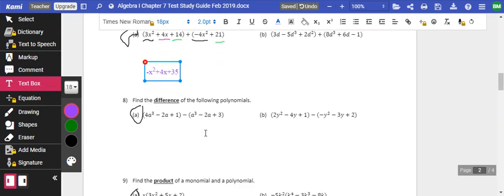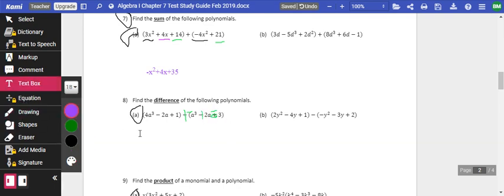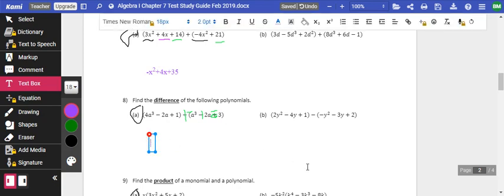The difference, I like to distribute my negative and then add it together. So it's negative a to the third plus 2a minus 3. And then I'm just going to add them together. 4a to the third minus a to the third is 3a to the third. Negative 2a plus 2a is 0. 1 minus 3 is negative 2. So that's our final answer.